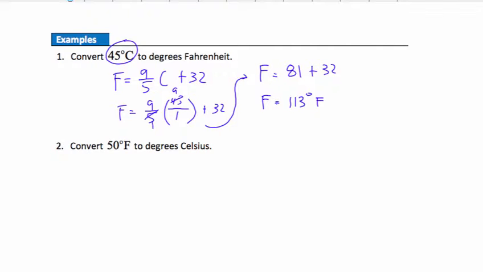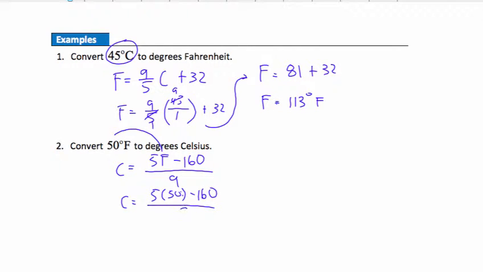Next example, we're converting now 50 degrees Fahrenheit into Celsius. So I want to start with this formula then. Okay, now I'm plugging 50 degrees Fahrenheit in there for F. So see, it would look like this. 5 times 50. Okay, so 5 times 50, that's going to give me 250.